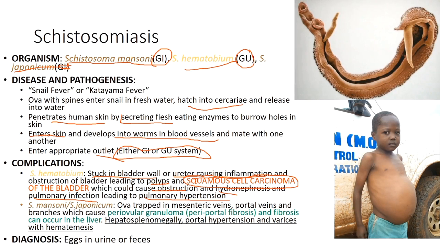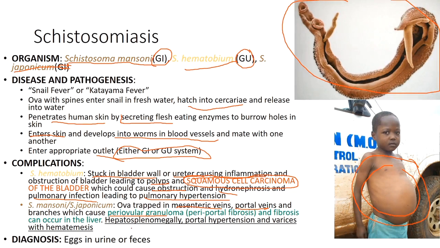So Schistosoma mansoni and japonicum, these guys can be trapped in mesenteric veins as opposed to the kidneys like in haematobium, such as the portal veins and branches, and these can cause ovular granulomas or periportal fibrosis in the liver. And this is actually shown in this kid over here. This is actually the adult worms that are found in the blood. They're kind of creepy. But this is a kid that has periportal fibrosis of his liver, an enlargement of his liver. And this is a problem in Africa.